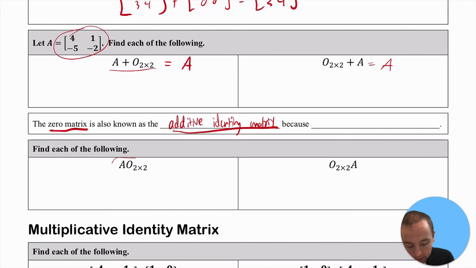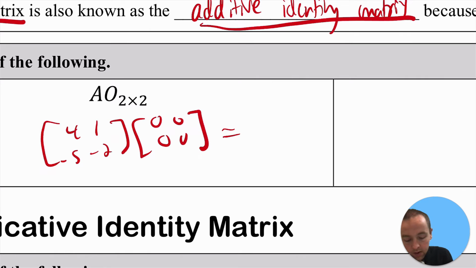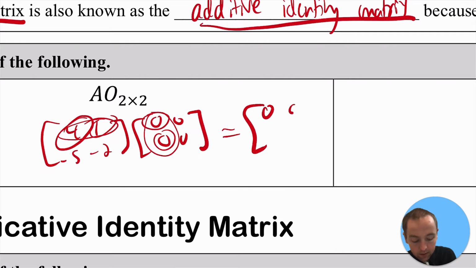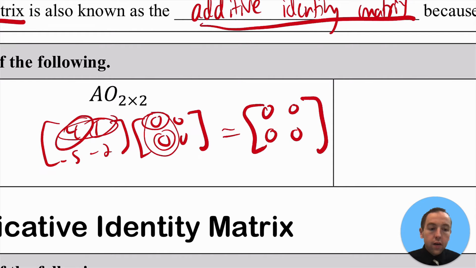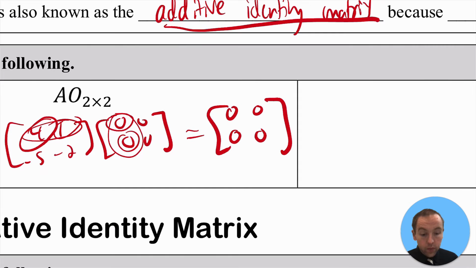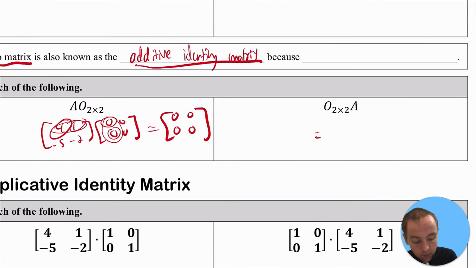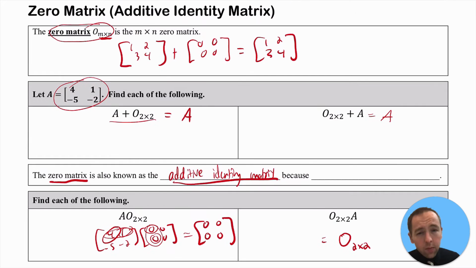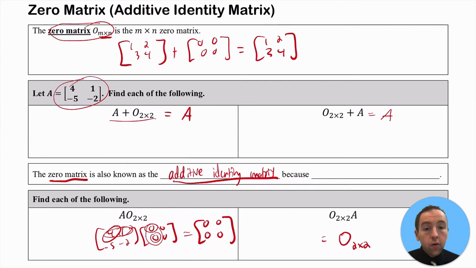And then if you think logically about what would happen if you were to take a matrix A, 4, 1, negative 5, negative 2, and multiply it with a 2 by 2 0 matrix, think about what would happen there. You do 4 times 0 and then 1 times 0 and add that together, and you're going to get a 0, and then a 0, and then a 0. So it does turn out that if you do matrix multiplication and you multiply with a 0 matrix, you're just going to get zeros. And the same thing would be true the other way, that you just get the 2 by 2 0 matrix as an answer.